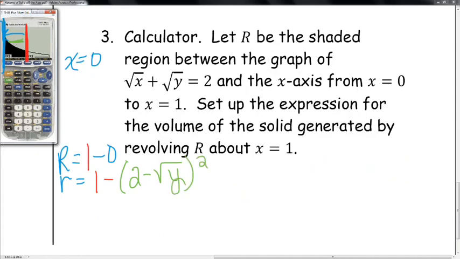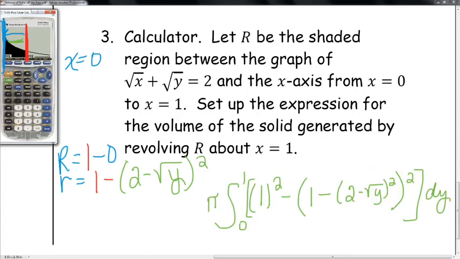All right, go ahead and hit pause again and see if you can go from here. I want you, you don't have to solve, you just need to set it up. All right, and you should get something like this. You have pi times the integral going from 0 to 1 of 1 squared, that's our capital R squared, minus. We're going to square 1 minus parentheses 2 minus square root of y, that quantity squared. We're squaring that whole thing, so that's the double squaring that you see over here. And all that times dy.